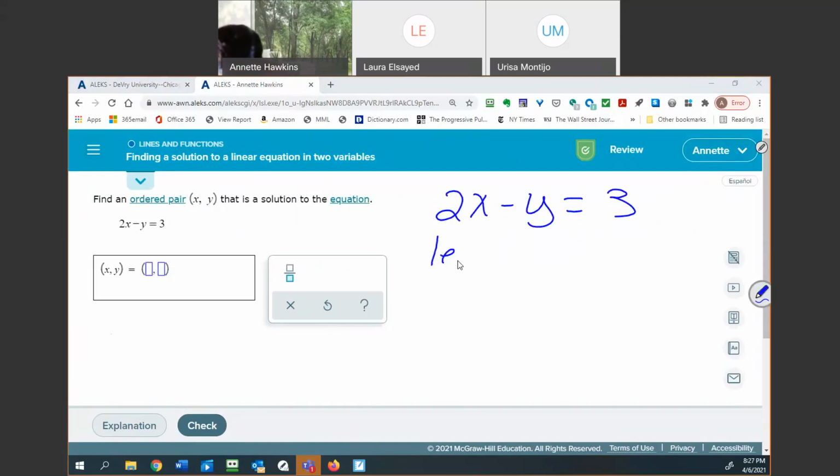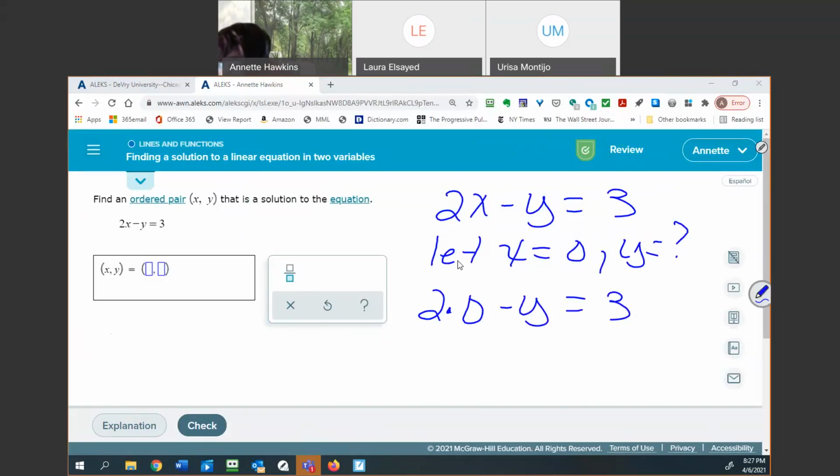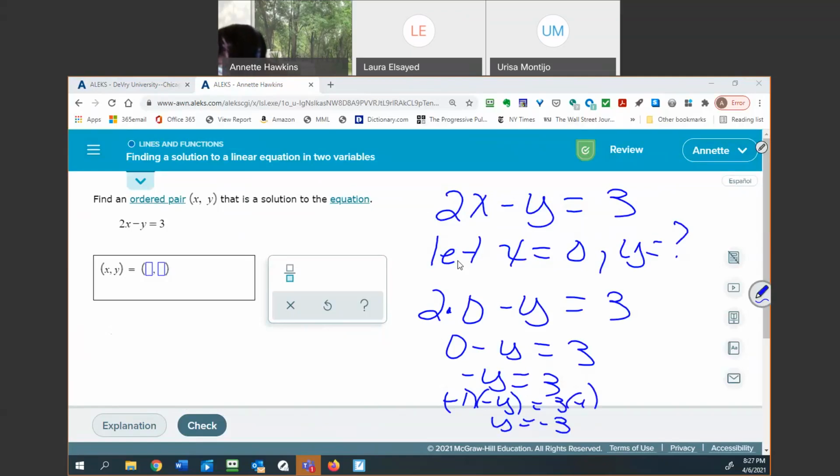You say, all right, if I let x be 0, y equals what? So let's do that. 2 times 0 minus y equals 3. Now why did I use 0? Because 0 is easy, okay? 2 times 0 is 0, minus y equals 3. Now we don't want to know what minus y is. We want to know what y is. So I need to multiply by -1. y equals -3. So a solution is (0, -3).